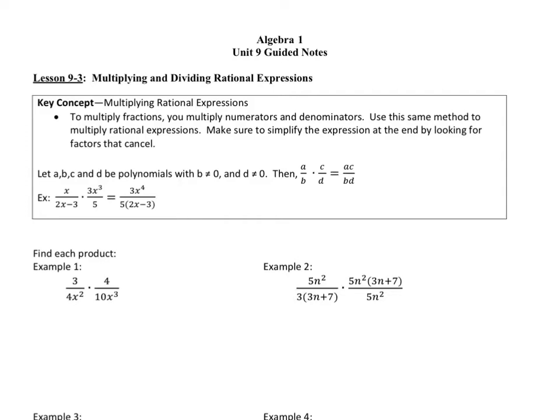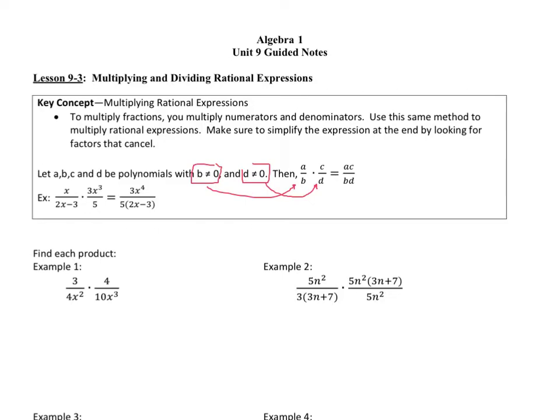So, the key concept for our first topic of multiplying rational expressions is that we will multiply numerators times numerators and denominators times denominators. Make sure you simplify the expression at the end by looking for factors that could cancel. Remembering, of course, that with fractions we always keep in mind that denominators cannot be zero. And this is what this statement means. It's referring to those two letters in each denominator.